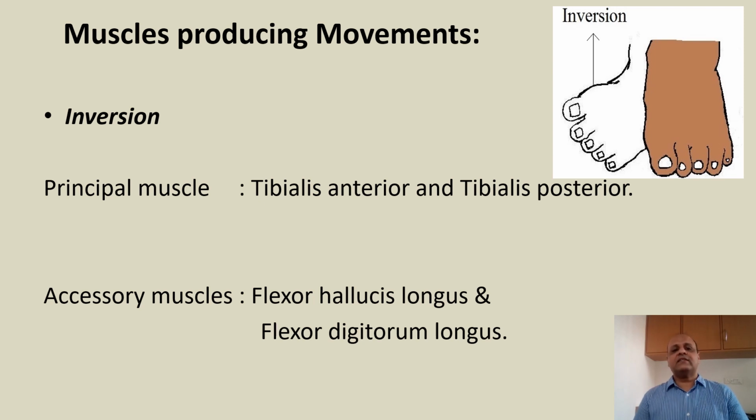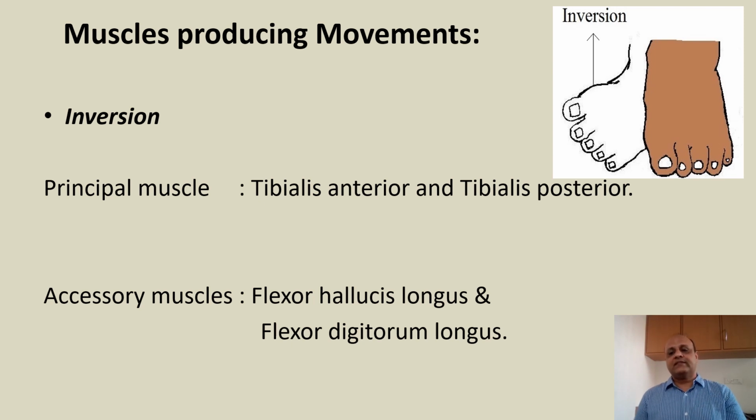So the principal muscles for inversion of foot are the two muscles on the medial aspect of the foot. One is the tibialis anterior and the other is the tibialis posterior. So tibialis anterior and tibialis posterior, there are two thick muscles. They are attached to tibia. Tibia is which bone? Medial bone or lateral bone? It is the medial bone. So this medial bone, two major muscles attached to it, they are responsible for inversion.